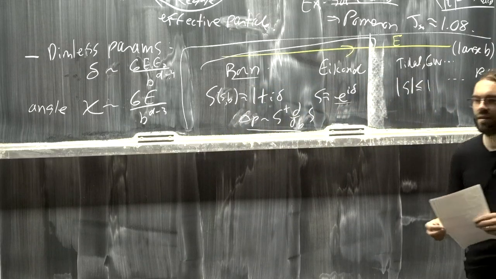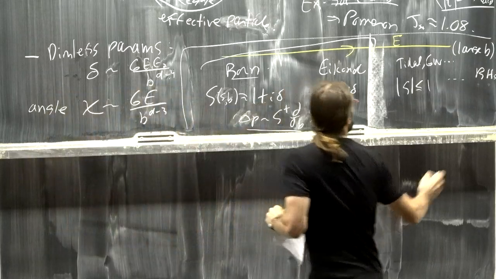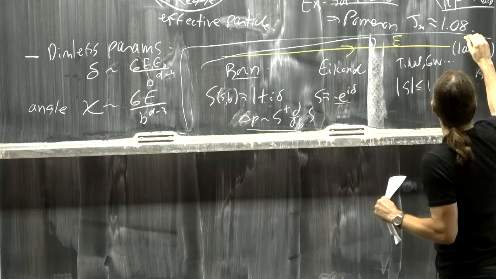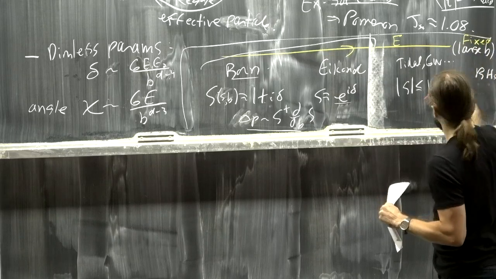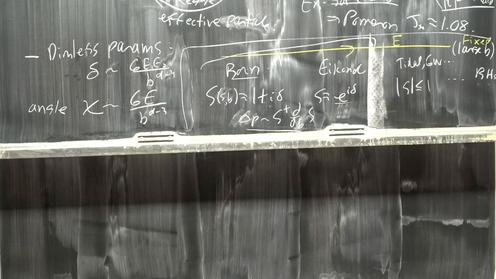This is large energy and also large B, the direction of the arrow. B is fixed. In this arrow, B is fixed. B is fixed. I see. Thank you. Okay.